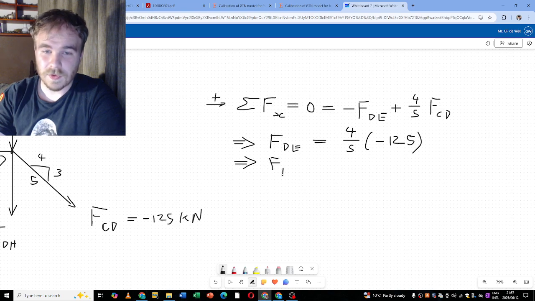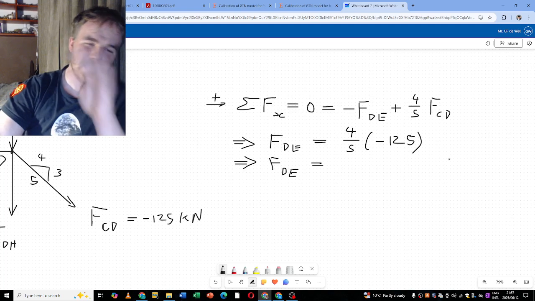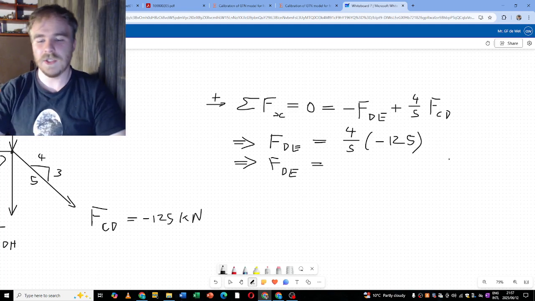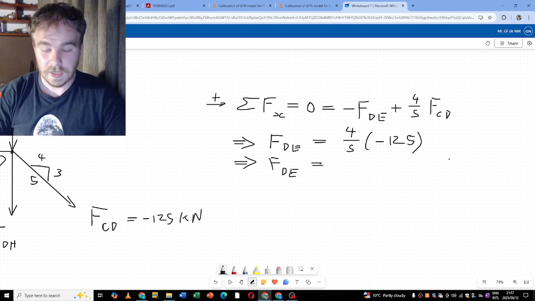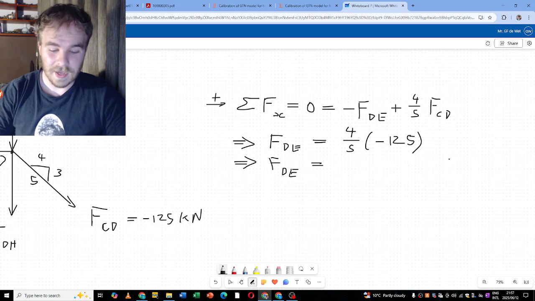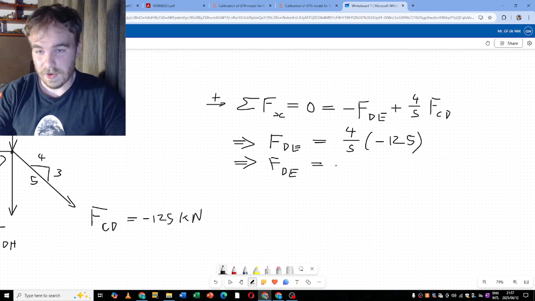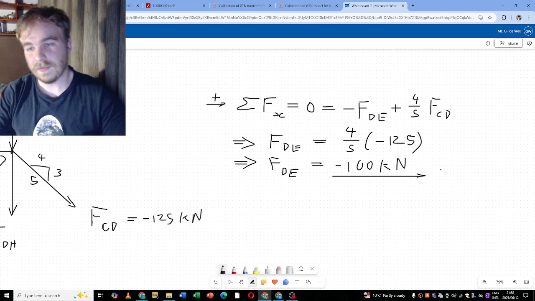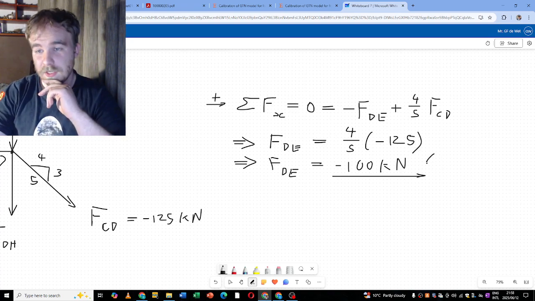It's always a problem with these guys. These problems tend to get out of hand. You make one mistake somewhere down the line and then everything else is screwed up because you're using the values again and again. So I'm really happy that it seems that that is not a problem in this case. So it's 125 times 4/5. It's a negative 100 kilonewtons. I am really happy about this. Negative 100 kilonewtons, and that is compression.